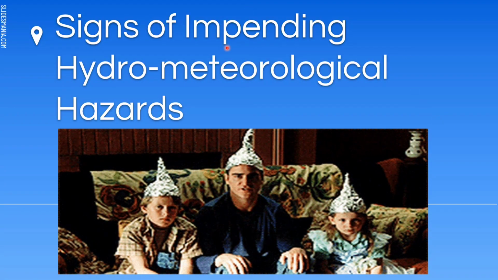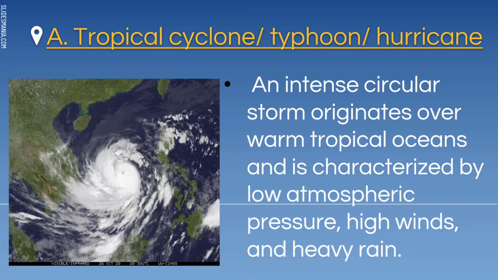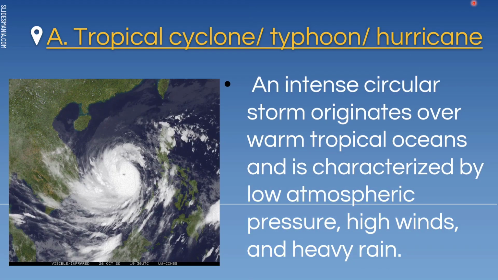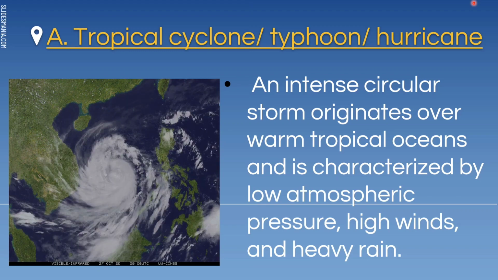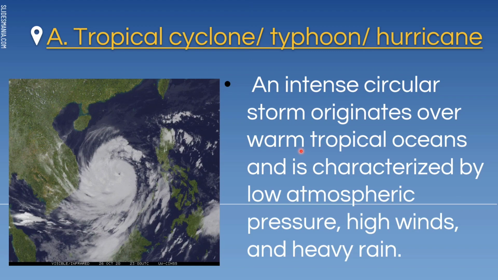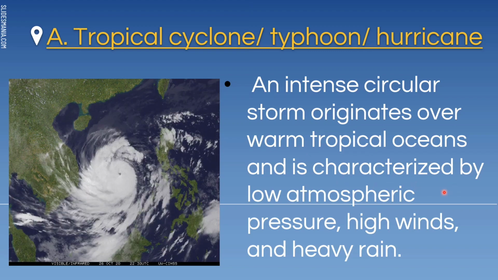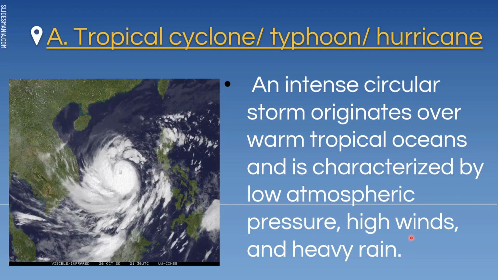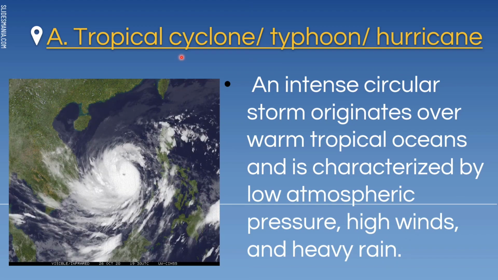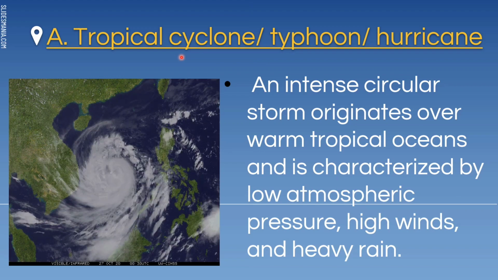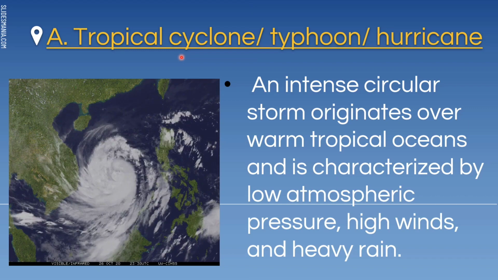Now, what are the signs of impending hydrometeorological hazards? First is a tropical cyclone, typhoon, or hurricane. This is an intense circular storm that originates over warm tropical oceans, and it is characterized by low atmospheric pressure, high winds, and heavy rain. There is some classification of tropical cyclones. I know most of you have already heard the different classifications.